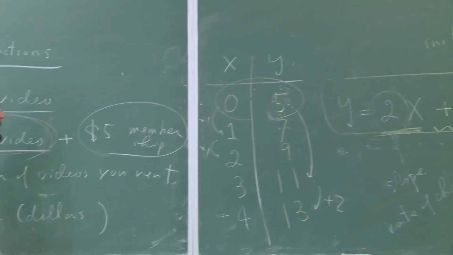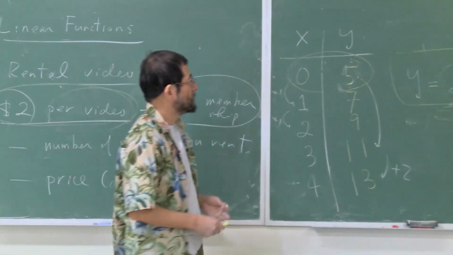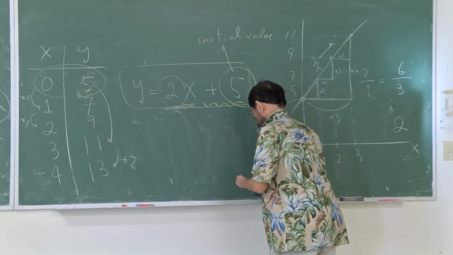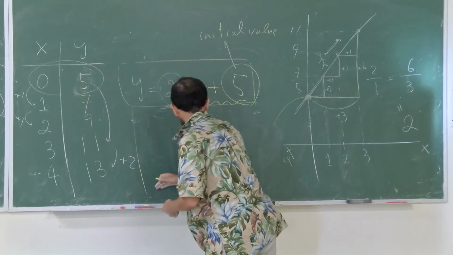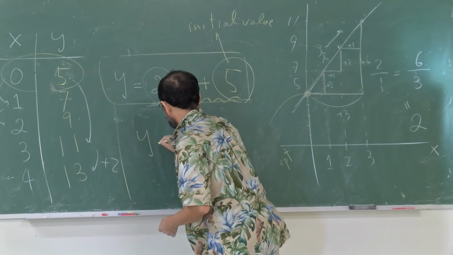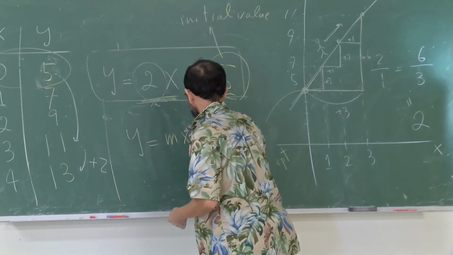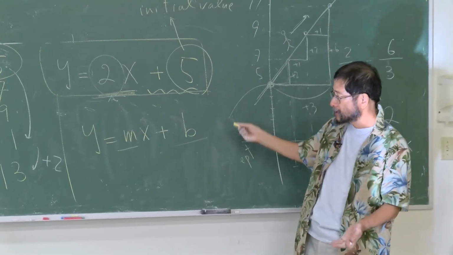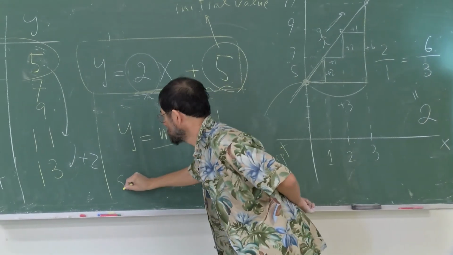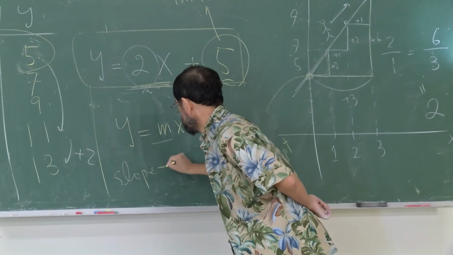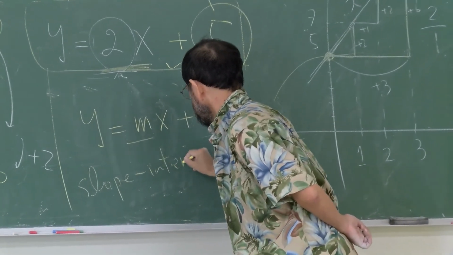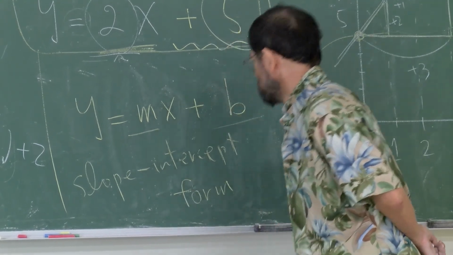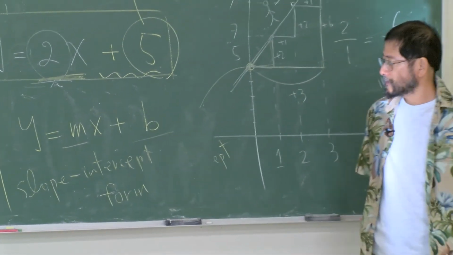And then in general, you can describe a linear function using y equals mx plus b, where m is the slope and b is the intercept. So this is called slope intercept form.